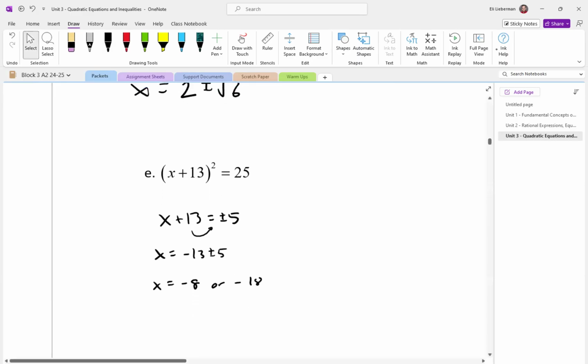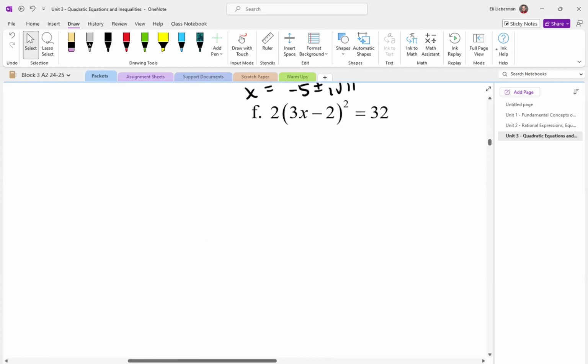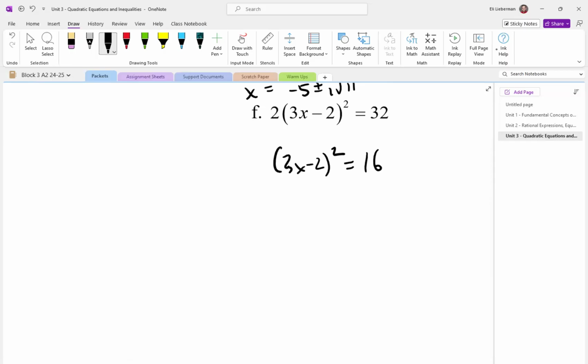Last one. F. Tess, help us with F, please. So I divided by 2 first, so I got 3x minus 2 squared equals 16. Why is it important to divide by 2 first? Nice, perfect. And then I got 3x minus 2, and then I did square root, and I got 3x minus 2 equals plus or minus 4. And then I split them into 2 separate equations. And then I got 3x minus 2 equals 4 for one equation, and then 3x minus 2 equals -4 for the other equation.